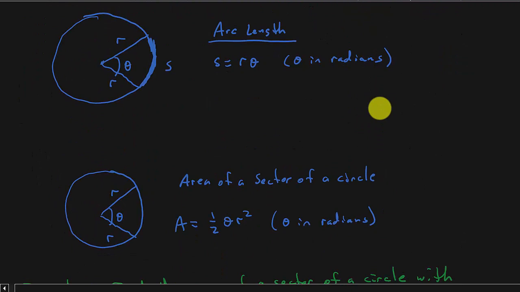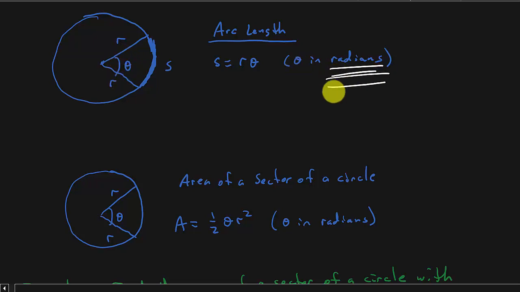All right, arc length and area of a sector of a circle. I believe this is the last topic here. So arc length, you've got a central angle. That means the vertex of the angle is at the center of the circle. And so the arc length is S equals R times theta. S is your arc length, R is the radius of the circle, and theta is your central angle.